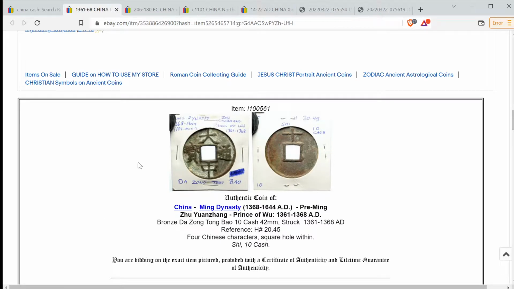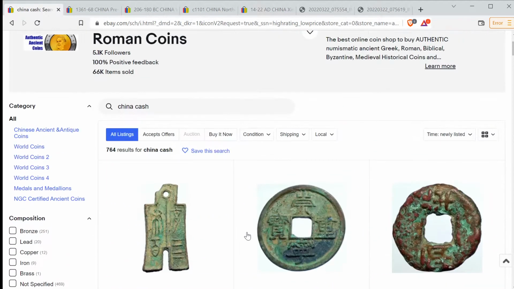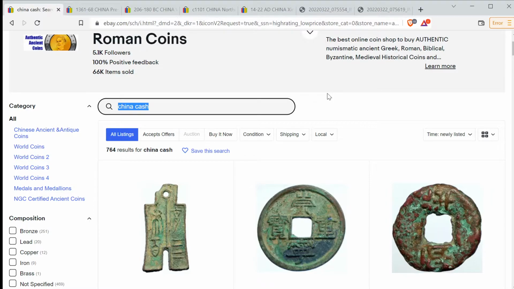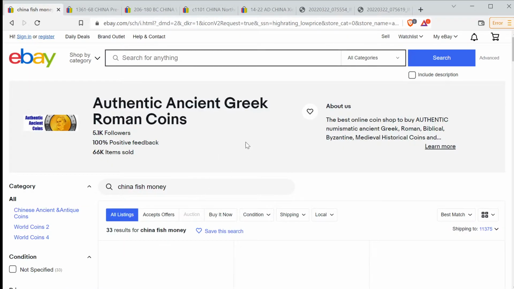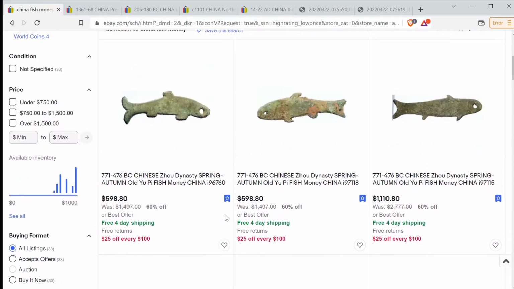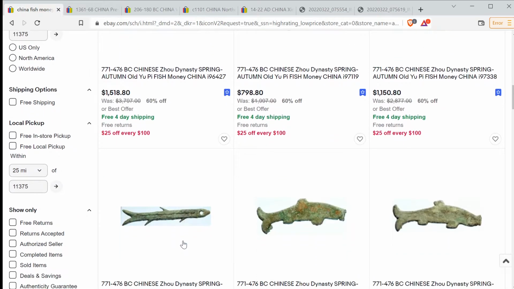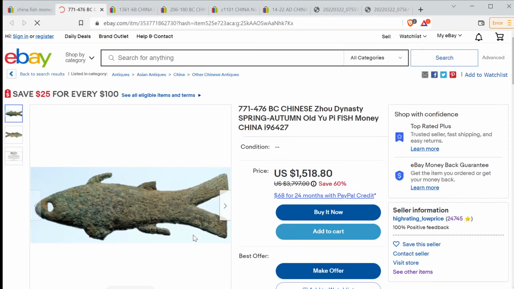So that's another type. So let me show you actually what the most ancient Chinese money was. It was called fish money, or Paiyu, China fish money. The fish money would be made out of different metals, including bronze and lead. So let me show you a bronze type.